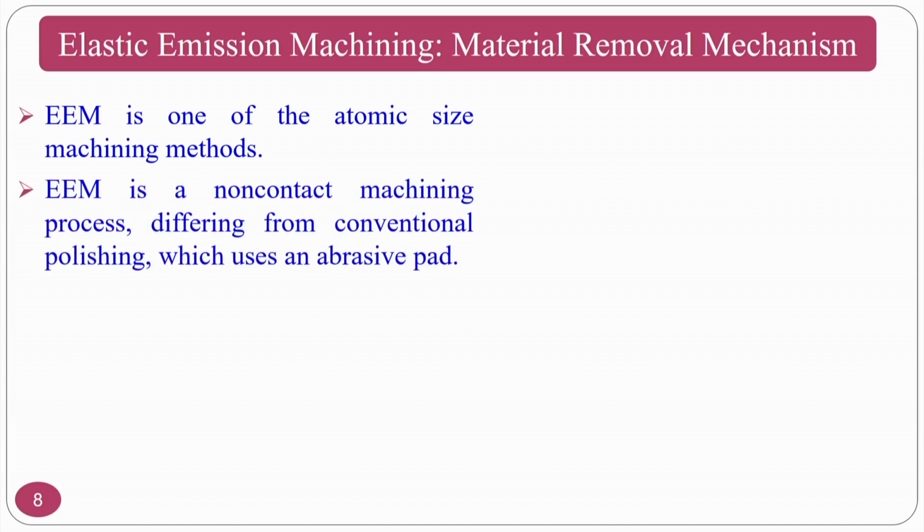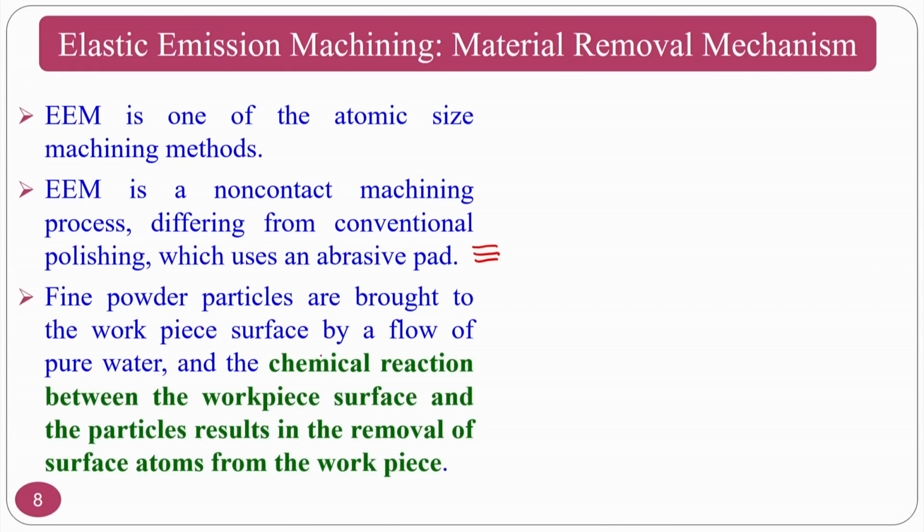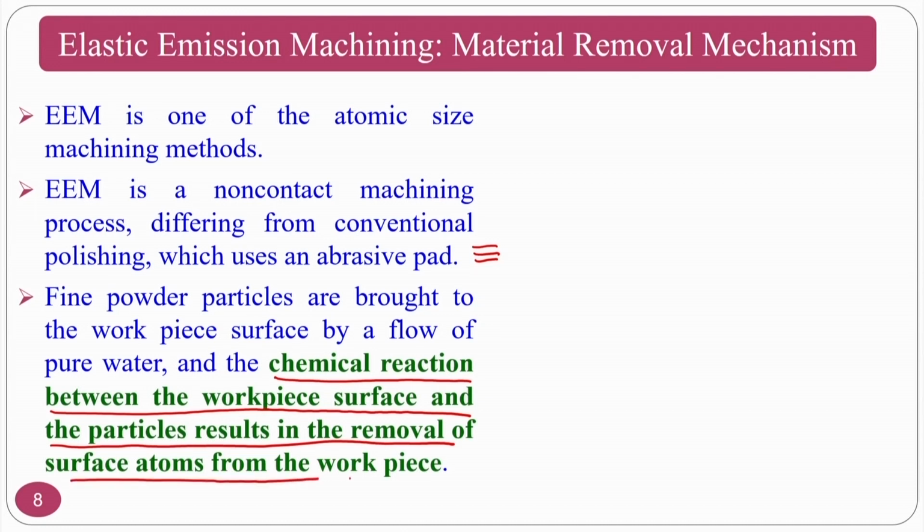So, EEM is one of the atomic size machining methods where you can remove the material atom by atom. Elastic emission machining is a non-contact type machining process, differing from conventional polishing which uses abrasive pads. Because of this, you will get the feed marks or the predominant direction of the surface roughness, that is nothing but the lay. We have seen in the grinding process and other things, where you will see straight lines. Fine powder particles are brought to the workpiece surface by the flow of pure water, and the chemical reaction between the workpiece surface and the particles results in the removal of surface atoms of the workpiece.